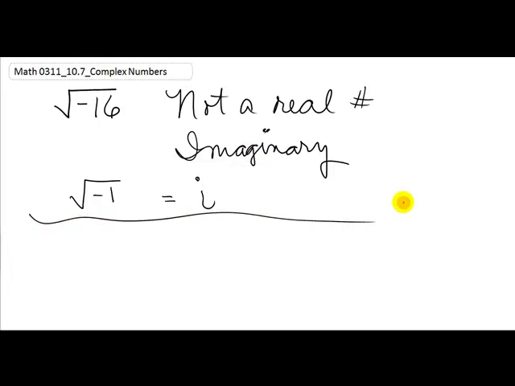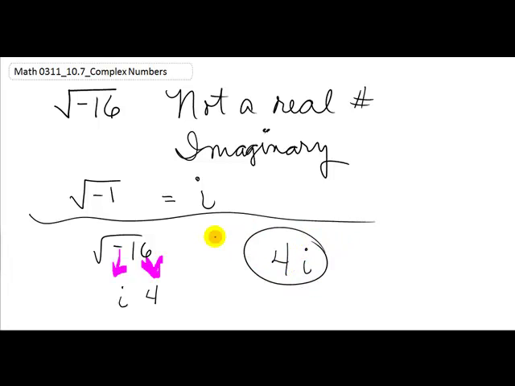So let's take this square root of negative 16 and simplify it. So the negative will come out as i, and then the square root of 16 is 4, and we want to rearrange this so that our answer has the 4 in front.